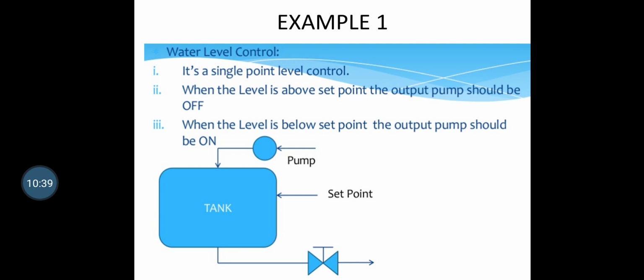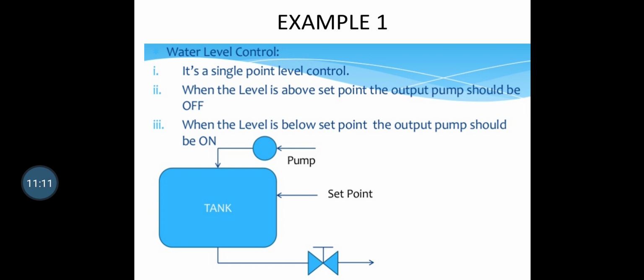Exercise number 1: water level control. It's a single point level control. When the level is above the set point, the output pump should be off. When the level is below the set point, the output pump should be on. The diagram shows a tank, and above the tank is the pump. It has a set point level.